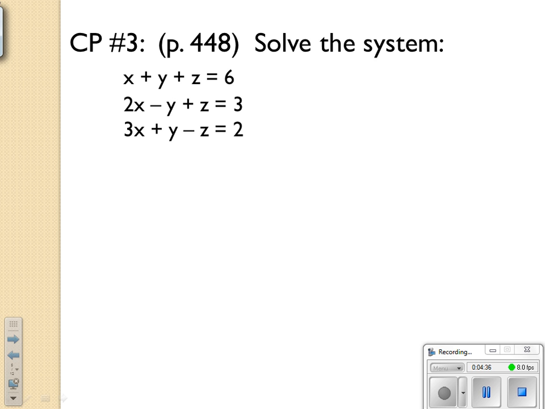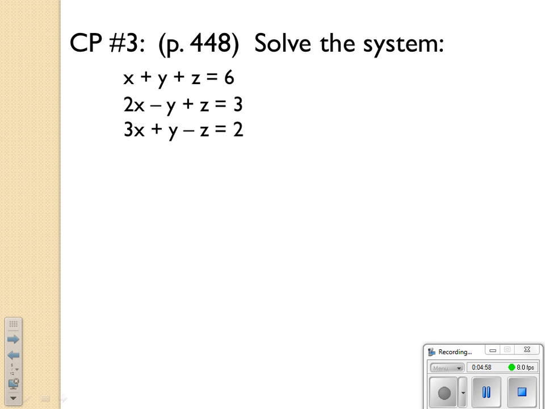All right, checkpoint number 3 on page 448. Now we're getting into a little bit bigger systems yet. Notice that all 3 equations of our system have 3 variables in them. So take a while to decide where you want to attack it. And just because I go at this one in the way that I do doesn't mean that there aren't alternate ways to solve it as well.